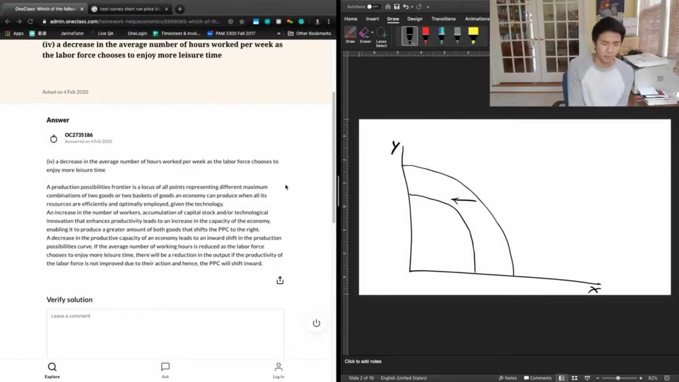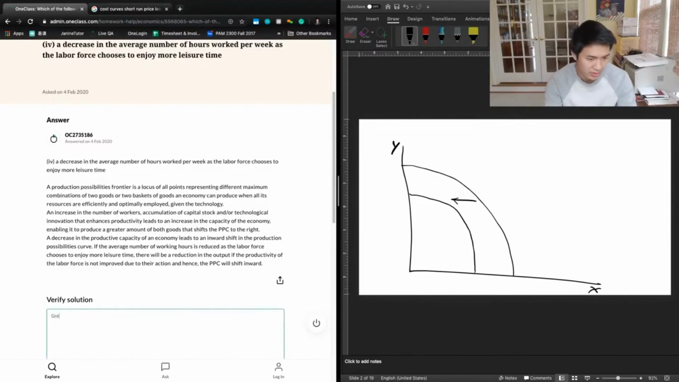An increase in the number of workers, accumulation of capital stock, and/or technological innovation that enhances productivity leads to an increase in the capacity of the economy, enabling it to produce a greater amount of goods, which shifts the PPC to the right. A decrease in the productive capacity of an economy leads to an inward shift in the production possibilities curve. If the average number of working hours is reduced as the labor force chooses to enjoy more leisure time, there will be a reduction in the output, and the productivity of the labor force is not improved due to their action, and hence the PPC will shift inward.